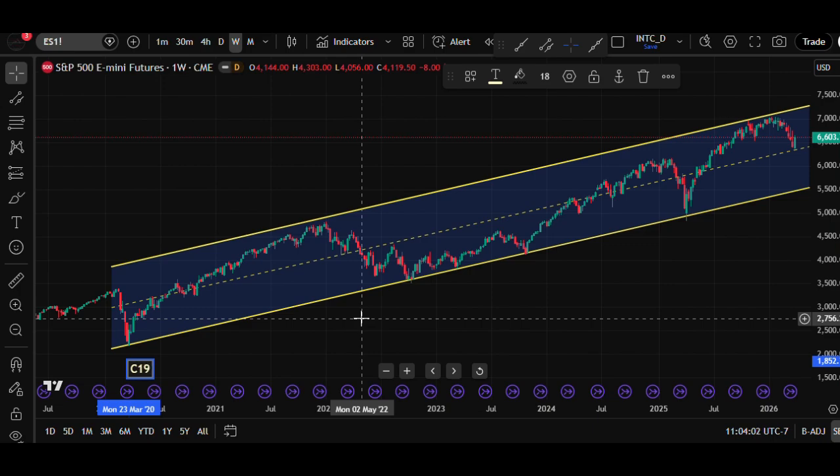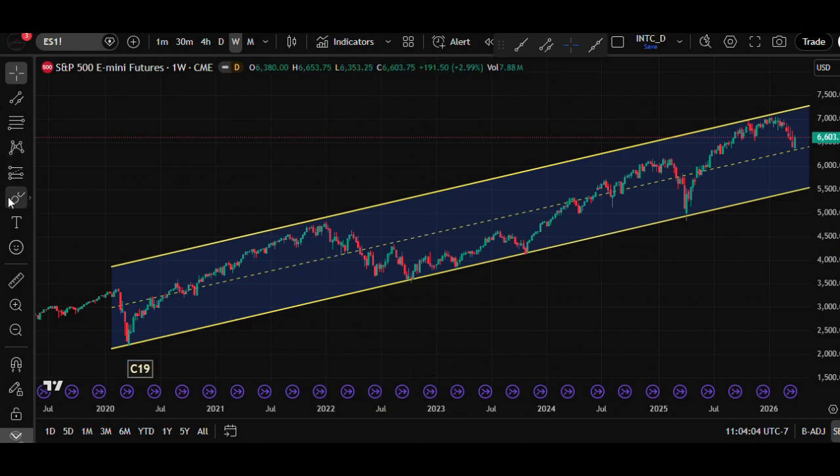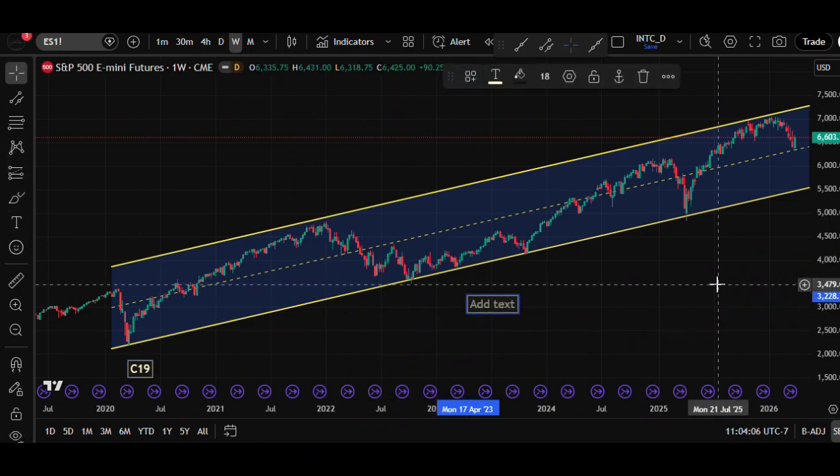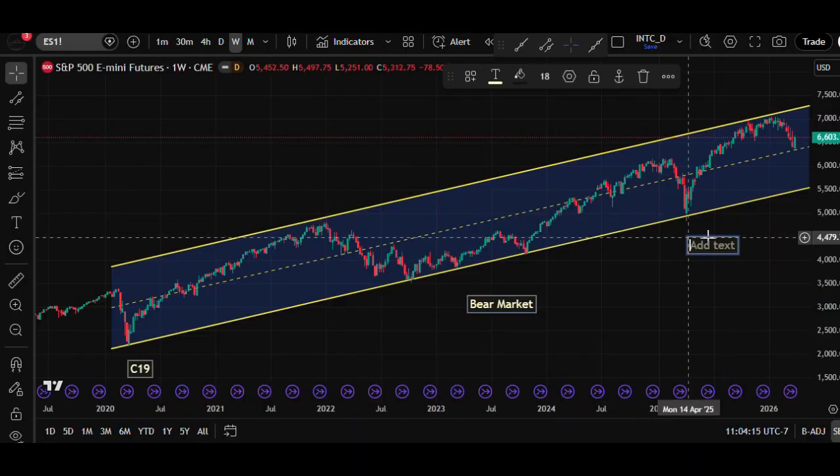Let's just try to label this a little bit. COVID-19 low. This is your bear market low, and this right here is your tariffs low. Okay, so we connected across different time points.